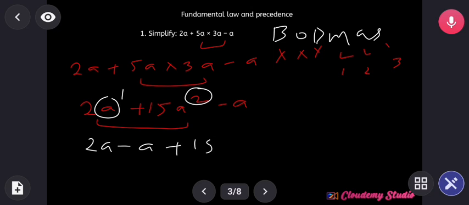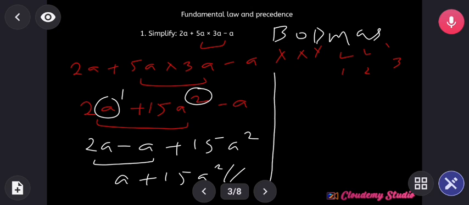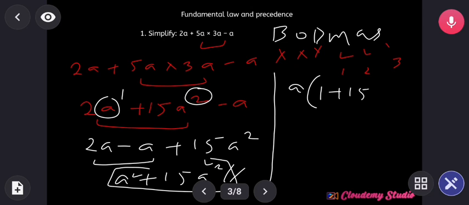It is just like collecting like terms, right? Now, 2a minus a equals a, plus 15a squared. This is our answer. And we can also write our answer by factorizing the common factor out. What is the common factor in this particular answer? We have a here and we have a here, right? Therefore, we can take one of the a out. That is a into bracket 1 plus 15a.